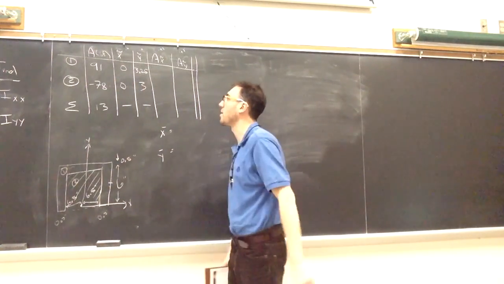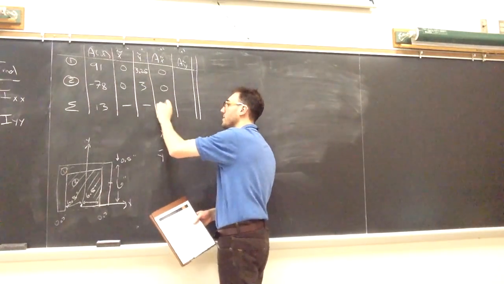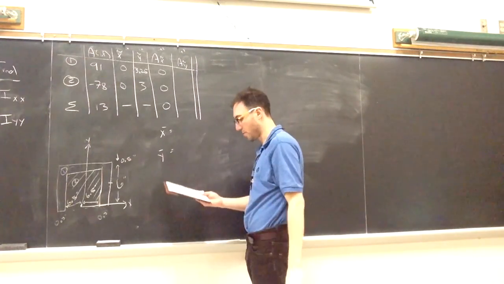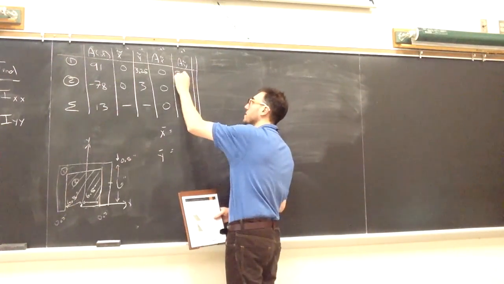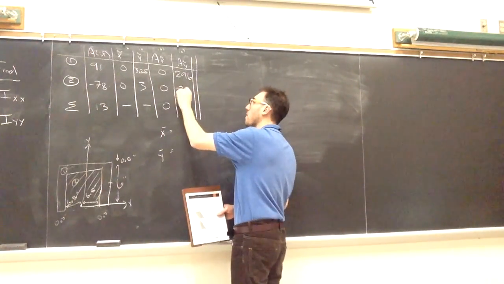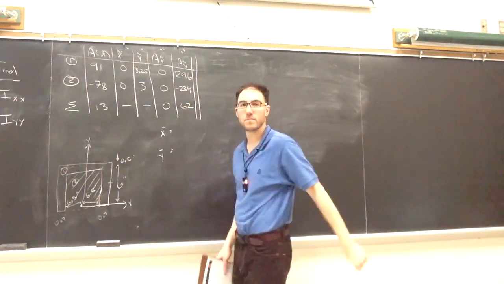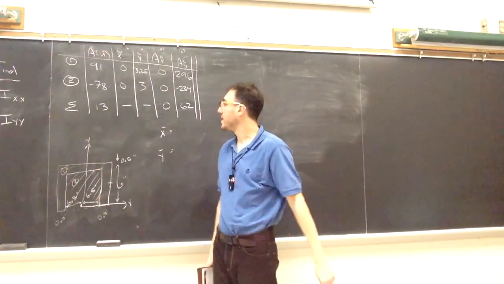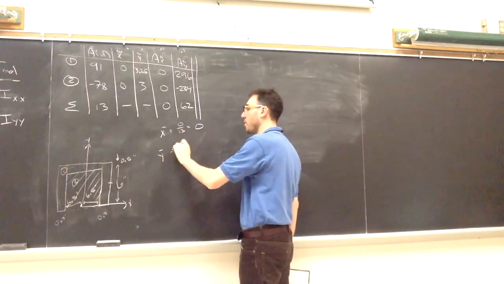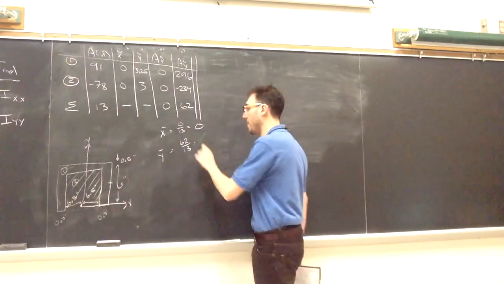Everything I need for these steps is already on the table. A times x tilde is just going to be 0 and 0 and 0. And my A times y tilde, I have 91 times 3.25, which is 296, and negative 78 times 3, negative 234. If I add those together, I get a positive 62. So to find my centroid, I'll get 0 over 13, which is 0, and 62 over 13, which is 4.75.